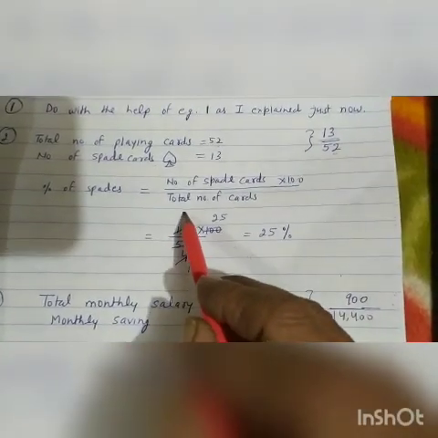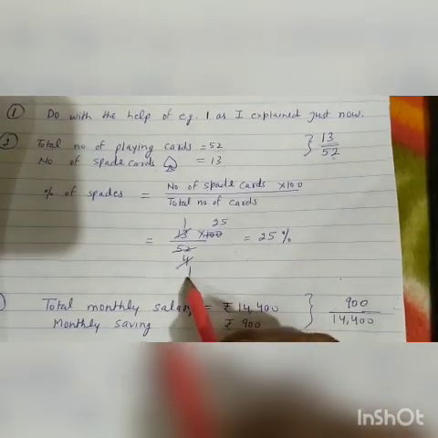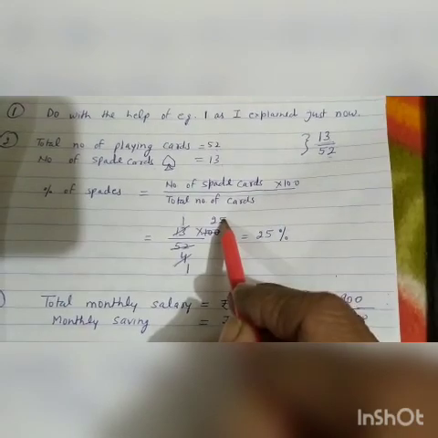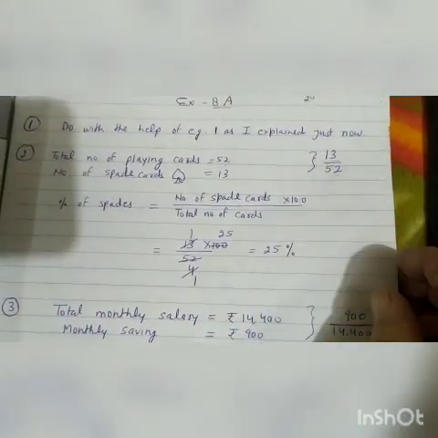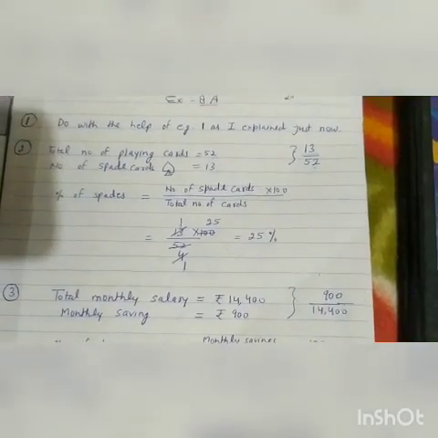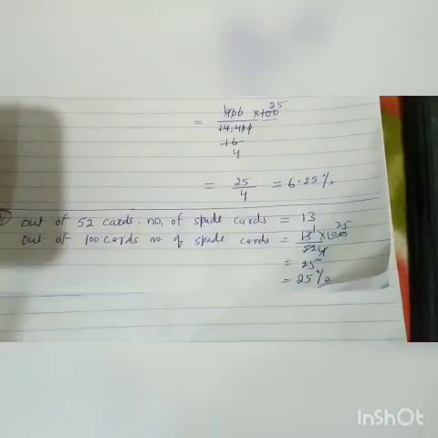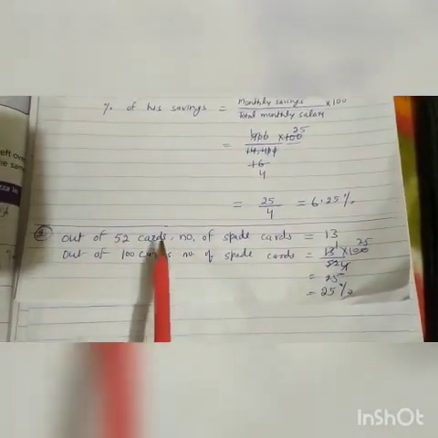Now simplify. 13 ones are 13, 13 fours are 52, 4 ones are 4, 4 twos are 8, 2 remainder 20, 4 fives are 20. 25 ones are 25%. So what is the percentage of spade cards? It is 25%.